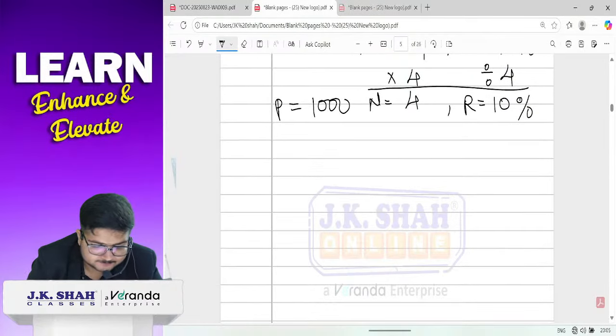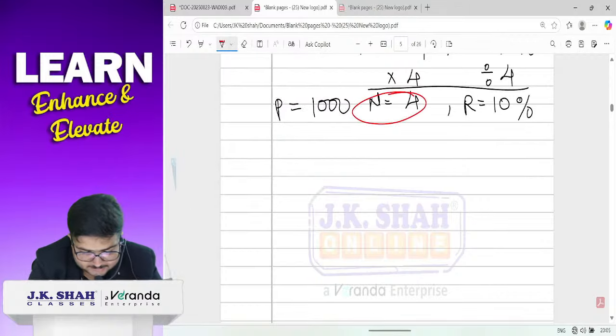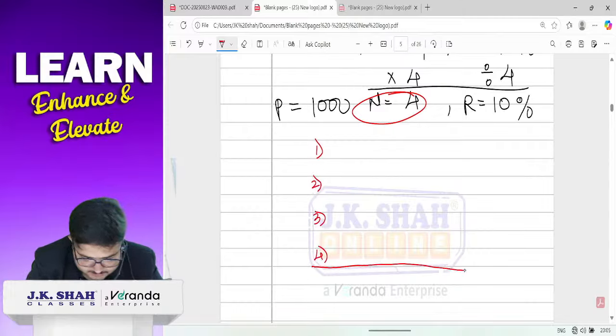Please remember. Now we have got our new PNR. Now we will calculate compound interest. Now N is 4, right? So I will make 4 rows and here will be the total. First year is very easy. 10% of 1,000 is 100.